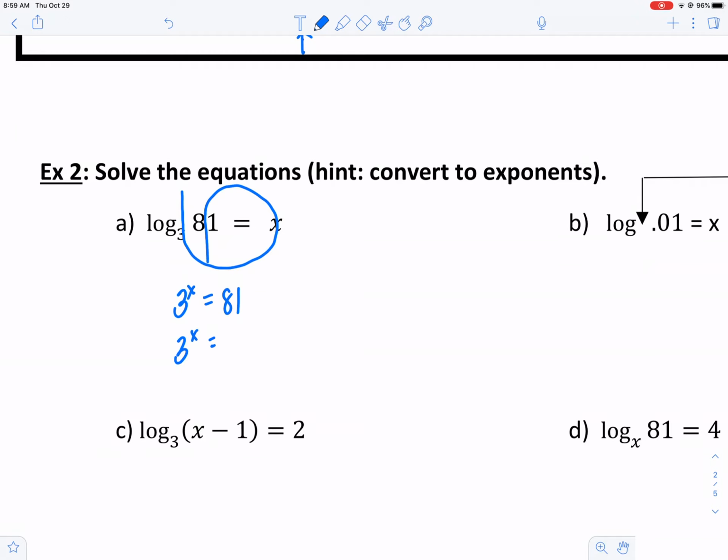So 3 to the x, and 81 is 3 to the 4th, I believe. Let me check it real quick. 3 raised to, I didn't bring my calculator home because I wasn't expecting us to be out of power. 3 to the 4th, I believe. Yeah, so that's 3 to the 4th. So my x is going to be equal to 4. So we just have to get our bases the same.